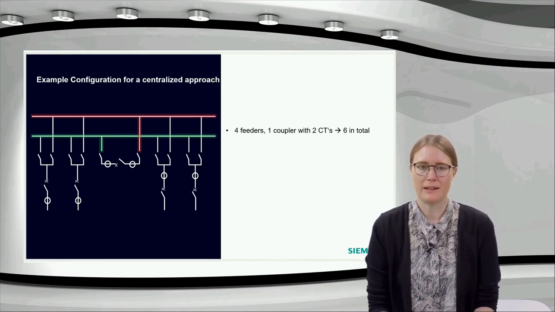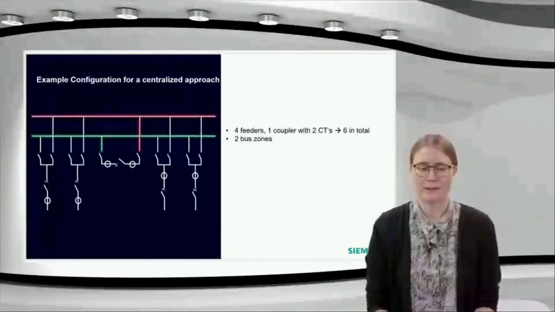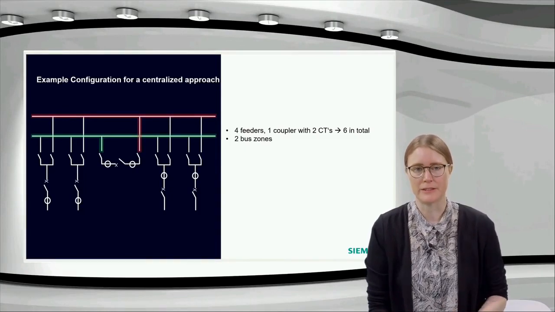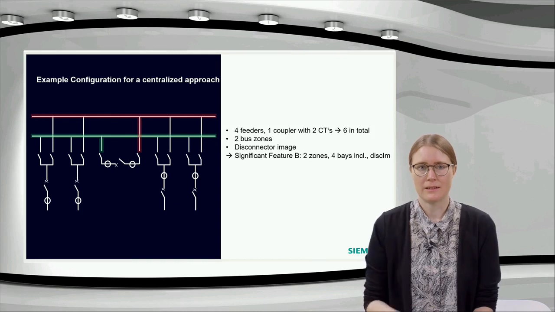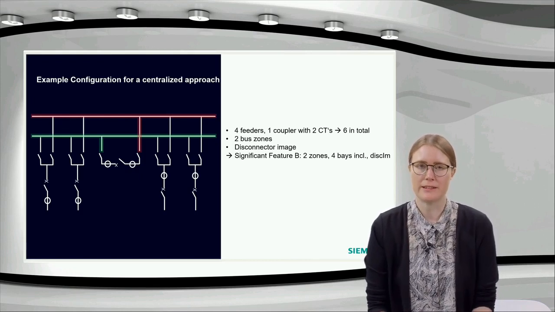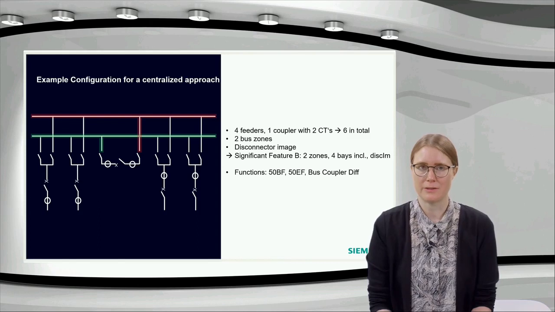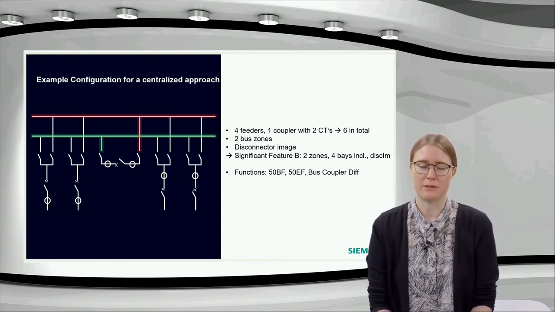Okay, so let's check what the bullet points for the configurator are. We have four feeders and one coupler, so five bays in total, and six current transformers in this overall configuration. We have a double busbar, and for this, we need two bus zones. The disconnector image is necessary because, independent of the disconnector position, a CT can be assigned to the different busbars. And whenever this is valid, you need a disconnector image. So the significant feature I want to choose later is the two zones with four bays including the disconnector image. The functions we want to configure today are the 50BF, the breaker failure protection, 50EF, the end fault protection, and the bus coupler differential protection.